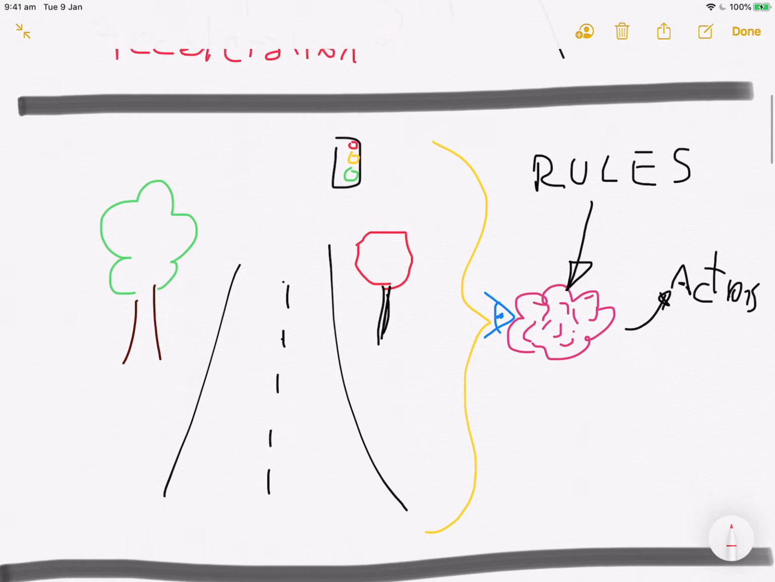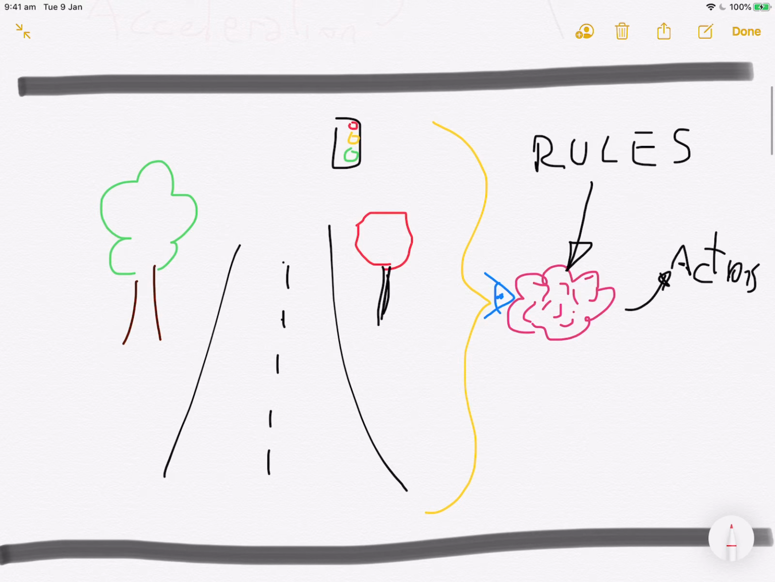And when we learn how to drive, we essentially learn a set of rules, which are the rules of the road and how we are supposed to proceed and move around the road. So first, we need to know what things are allowed and what things are not allowed to do on the road, and then we can take actions.